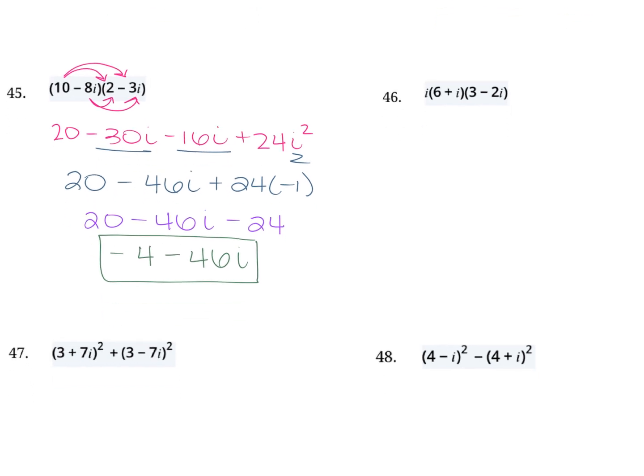For 46, you have i times 6 plus i times 3 minus 2i. If it was me, I would distribute the i first, and that would give us 6i plus i squared times 3 minus 2i. We have an i squared in that first set of parentheses, which is negative 1. So I'm just going to rewrite this as 6i minus 1 times 3 minus 2i. And then I'm going to FOIL it out.